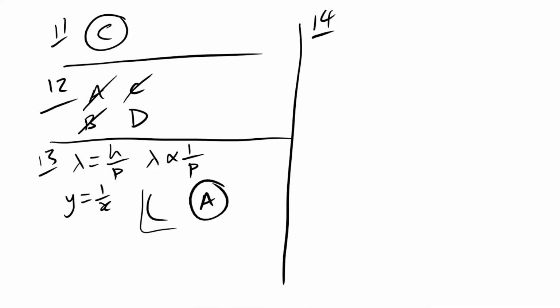14. Monochromatic light. What happens to the wavelength, speed and energy? Okay, so glass into air, we know that the speed increases. And we know that because of v equals f lambda, if the speed increases, so does the wavelength, but the frequency stays the same. So we know wavelength increases, so it has to be A or D. So it's not B or C.